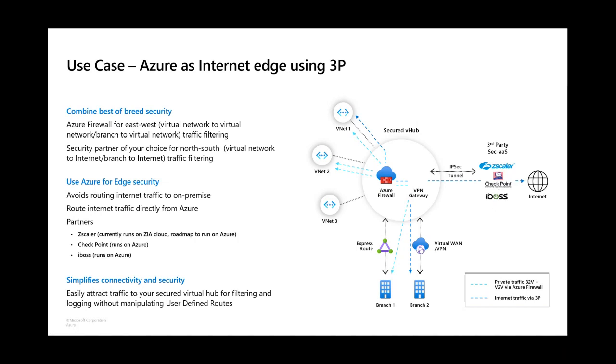It simplifies connectivity because you do not have to create any user-defined routes, which you typically do when you don't use virtual WAN. All that routing is automatic or dynamic, and the traffic goes straight to your third-party solution.